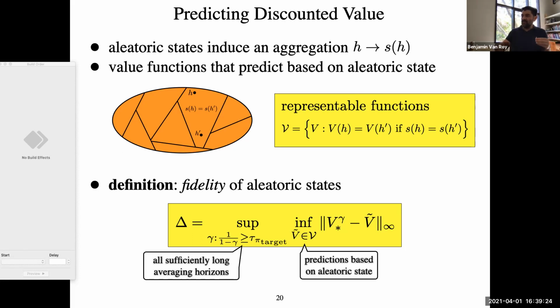That's a mouthful. So what's the target policy again? The target policy is the policy that attains maximum average reward among all policies that select actions based on aleatoric state. The target policy has a particular reward mixing time, proportional to tau pi target. If I try the target policy, it's going to take me a while to figure out how good it is. So what I'm saying here is I'm measuring fidelity of aleatoric state by looking at all horizons longer than the horizon required to evaluate the target policy. Delta equal to zero would be good news, because that means we can predict value perfectly using aleatoric state.